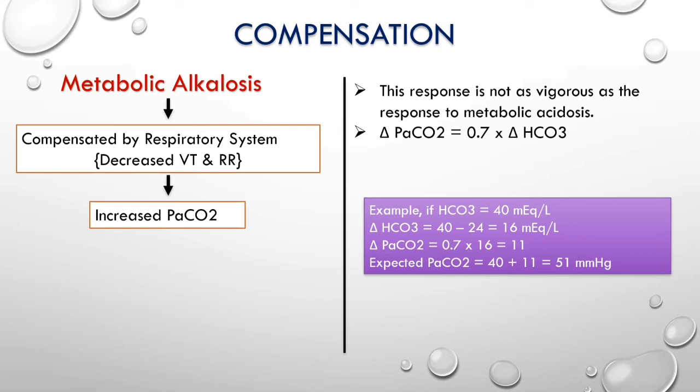For example, if the bicarbonate level is 40 milliequivalents per liter, the change in bicarbonate would be 16, because 40 minus 24, 24 being the normal value, gives us 16. In other words, the bicarb level is increased by 16 milliequivalents per liter. Now, how much is the expected change in PaCO2? You multiply 16 with 0.7 and you get 11 millimeters of mercury. So we expect a change in PaCO2 level by 11 millimeters of mercury. Now the new PaCO2 level would be 40 plus 11, giving us 51 millimeters of mercury.